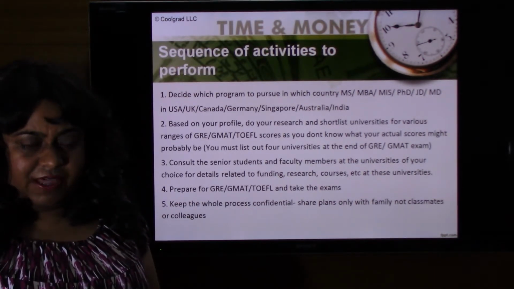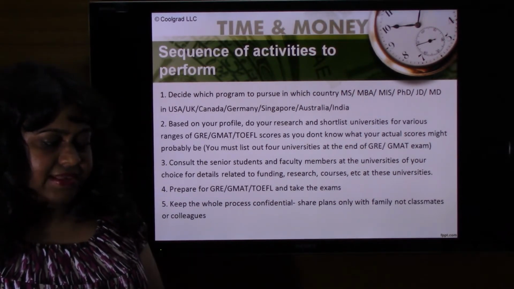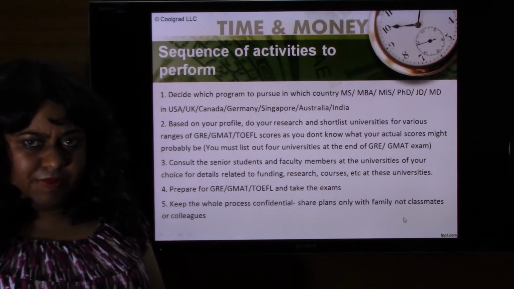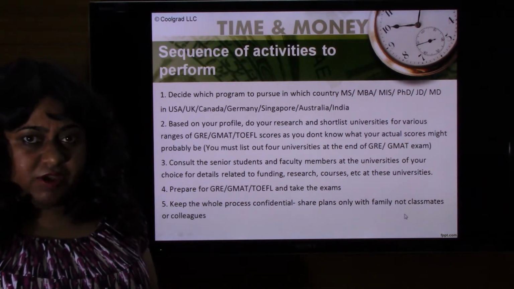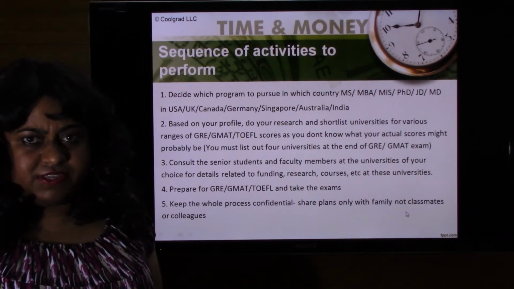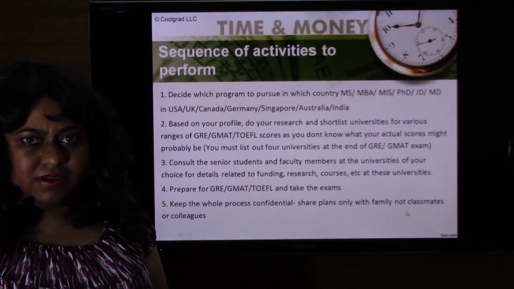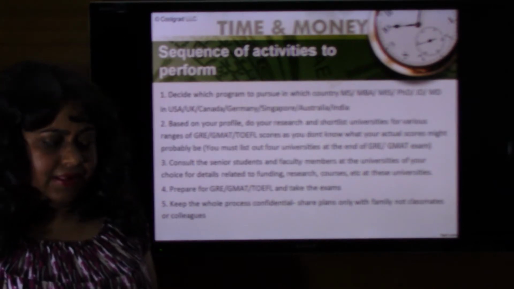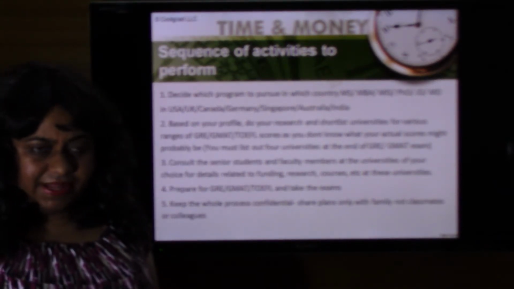Then based on your profile, that is your undergraduate GPA, your exam scores, and what your GRE GMAT score might likely be, try and shortlist a few universities. I have a whole video about how to shortlist universities. So have a list of various universities that are likely to be suitable for you and where you can probably apply. So shortlist universities and keep them ready before you take the GRE GMAT exams.